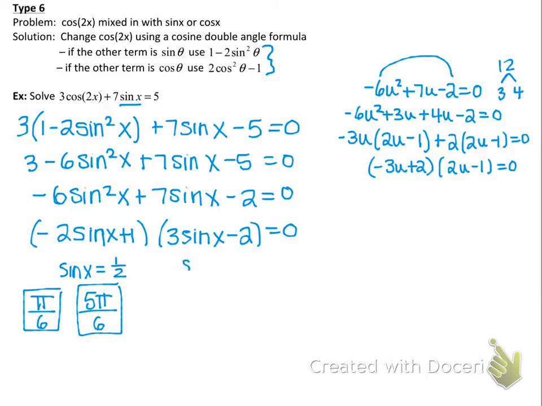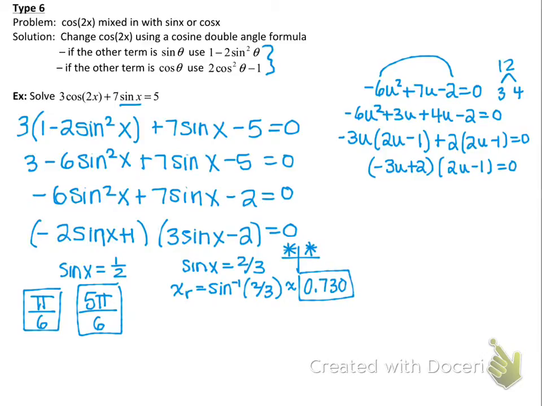And then over here, I'm going to have sine x equals 2/3. This is not on the unit circle, so my reference angle is going to be sine inverse of 2/3. And when I plug this into my calculator, I get 0.730. Now, 2/3 is positive, so once again I need quadrants 1 and 2, which means that my reference angle in this case is one of my solutions. And then for my other angle x, I am going to have pi and subtract my reference angle to be in quadrant 2. And I have 2.412.